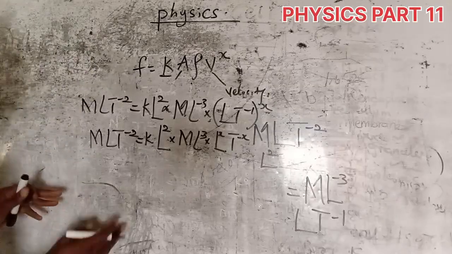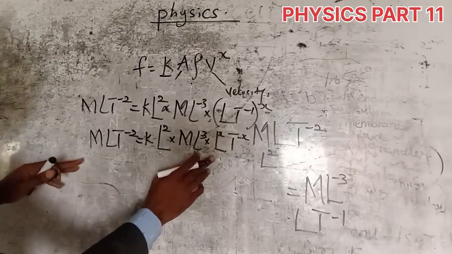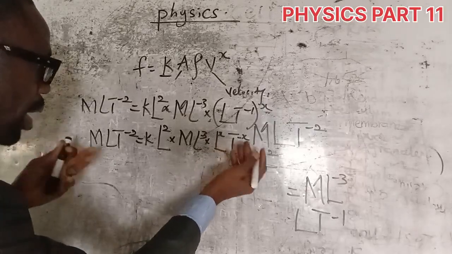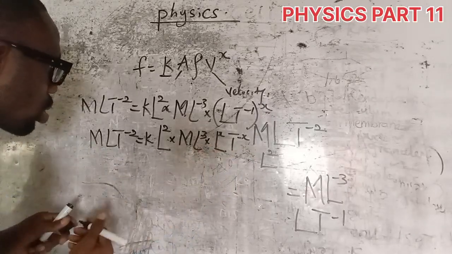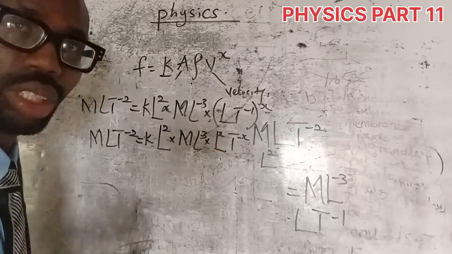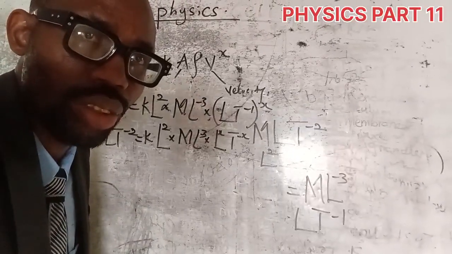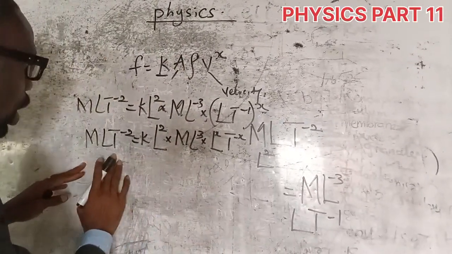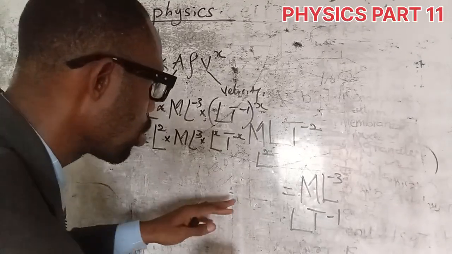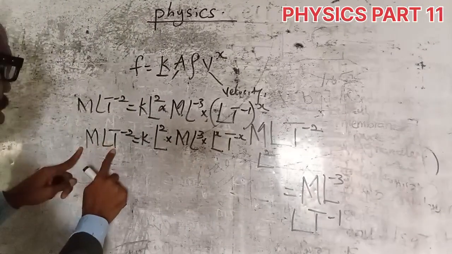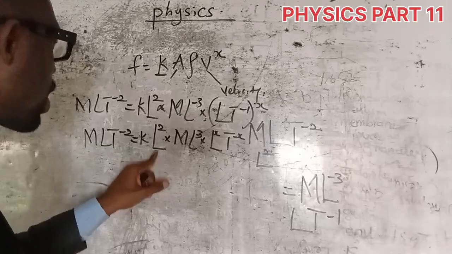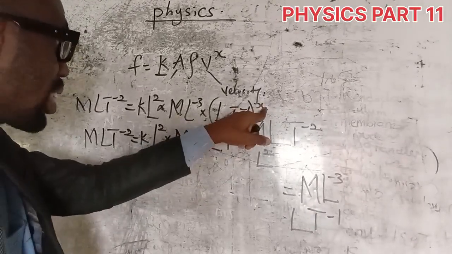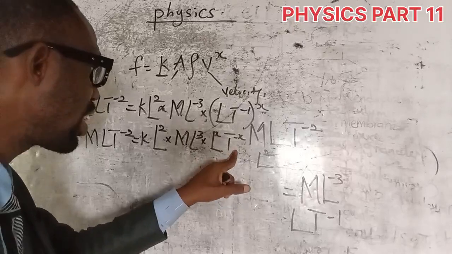Now, having done that, what do we do next? You will now say that we want to make this equal. Looking at this now, you can observe that you have M L T raised to power minus 2 equals K, L raised to power 2, M L raised to power minus 3 times L raised to this x affecting this L, and T raised to power minus x.